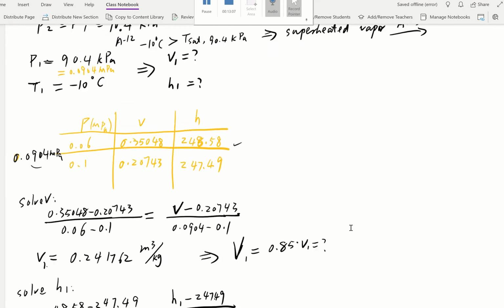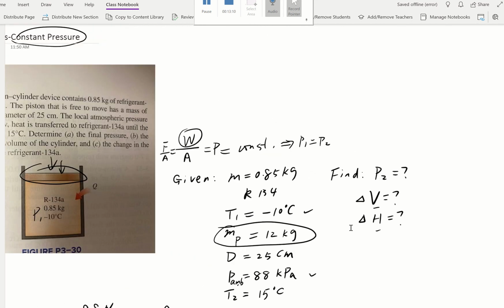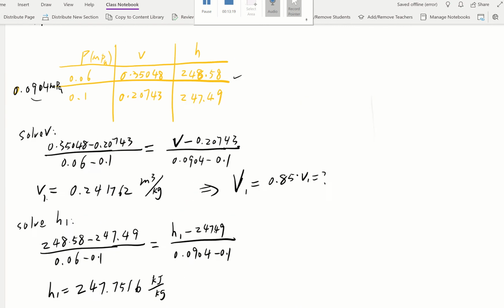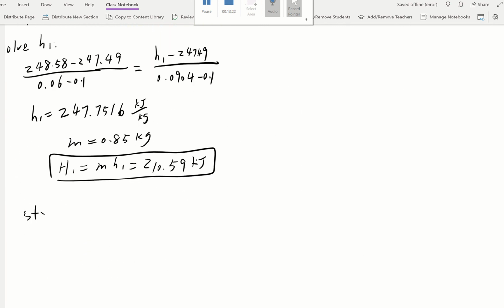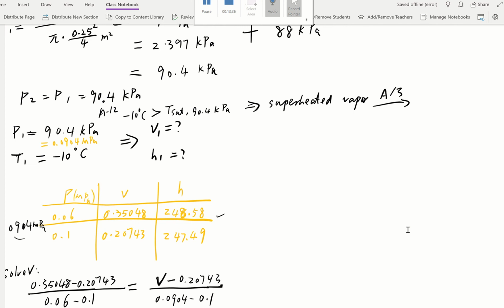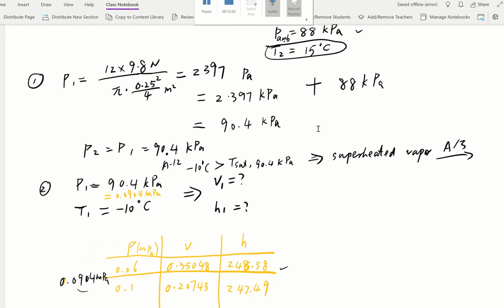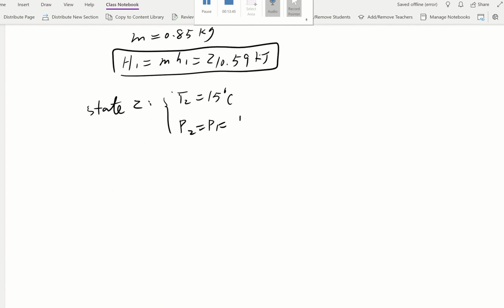Now that's just stage 1, and now we're going to figure out stage 2. What do we know about stage 2? We know two things. We know T2, the temperature. What's the second thing we know? That's right, it's the pressure. Our T2 is 15 degrees Celsius, and our P2 is equal to P1, which is known as 90.4 kilopascal. Those are the two things we know.